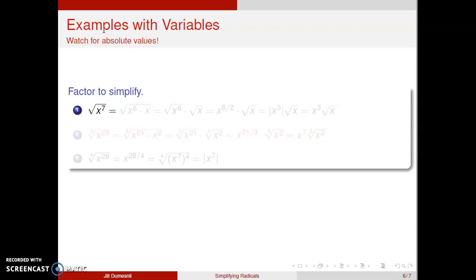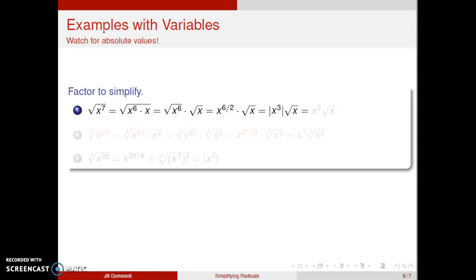To simplify the square root of x to the 7th, we first factor out all even powers and write x to the 7th as x to the 6th times x. Then use the product rule for radicals. To simplify the square root of x to the 6th, we can think of x to the 6th to the 1/2 power using rational exponents.